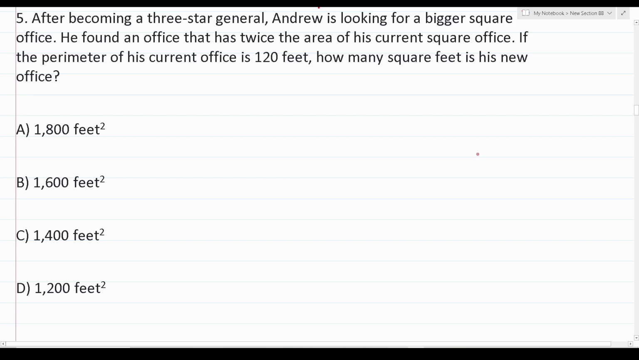All right, so there's a lot going on in this problem, so let's break it down piece by piece. The first thing that should jump out at you is the fact that his current office is in the shape of a square. And there's actually two references to that. He's looking for a bigger square office, and that has twice the area of his current square office. Okay, so in light of the fact we know his office is in the shape of a square, let's go ahead and make one of those.